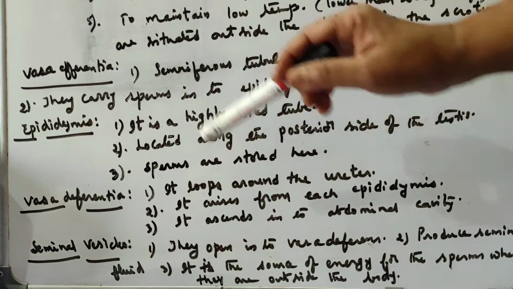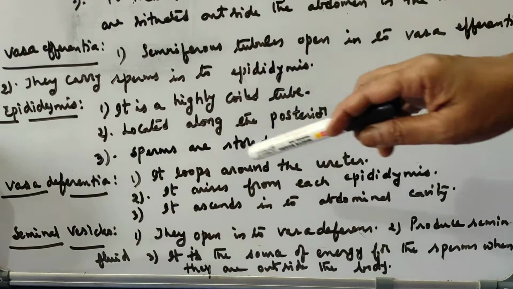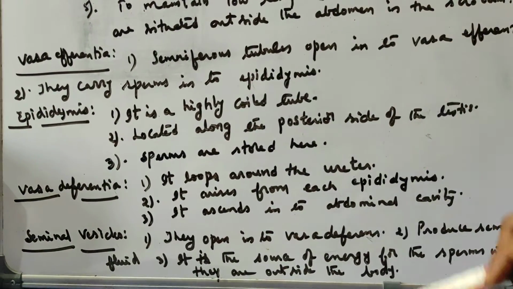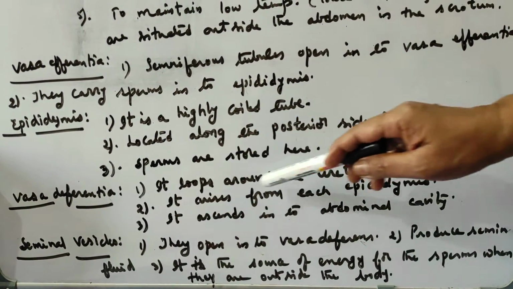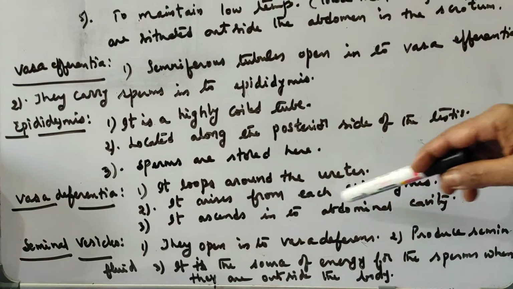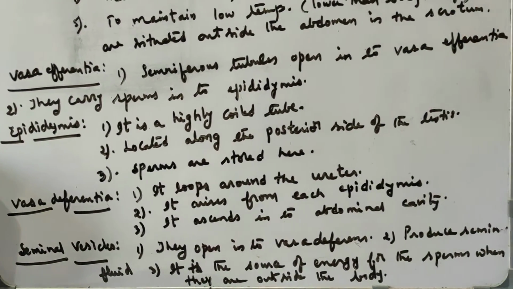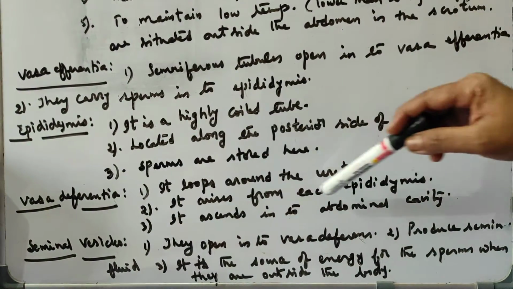Okay, then epididymis, just above the testis you can see epididymis, and it is a highly coiled tube located along the posterior side of the testis. Okay, and sperms are stored here. They are formed in the testis and they are stored in the epididymis. Then vasa deferentia, it loops around the ureter and it arises from each epididymis. It ascends into the abdominal cavity. So the connection from the outside to the internal abdomen is only through the vasa deferentia.